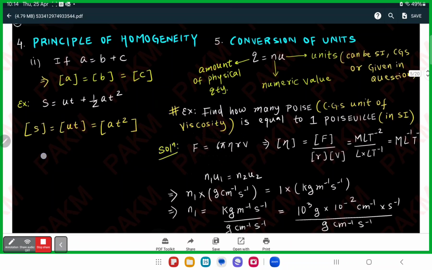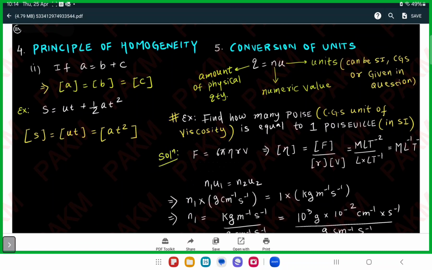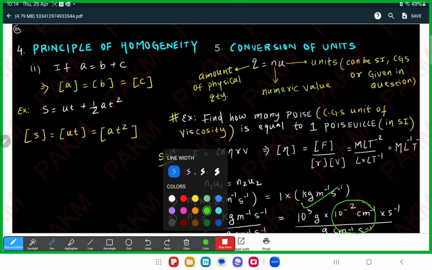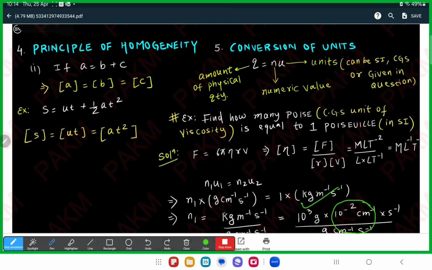Now here we can say next rule that we have discussed already, that is called the principle of homogeneity. And I thought now you start understanding very much. The equal quantities will be added, subtracted, that's why they are equal to each other. S is equal to ut plus half at squared. We can do now. Talking about the physical quantity, it is equal to n into u, amount of physical quantity. U stands for unit and n stands for numerical value.